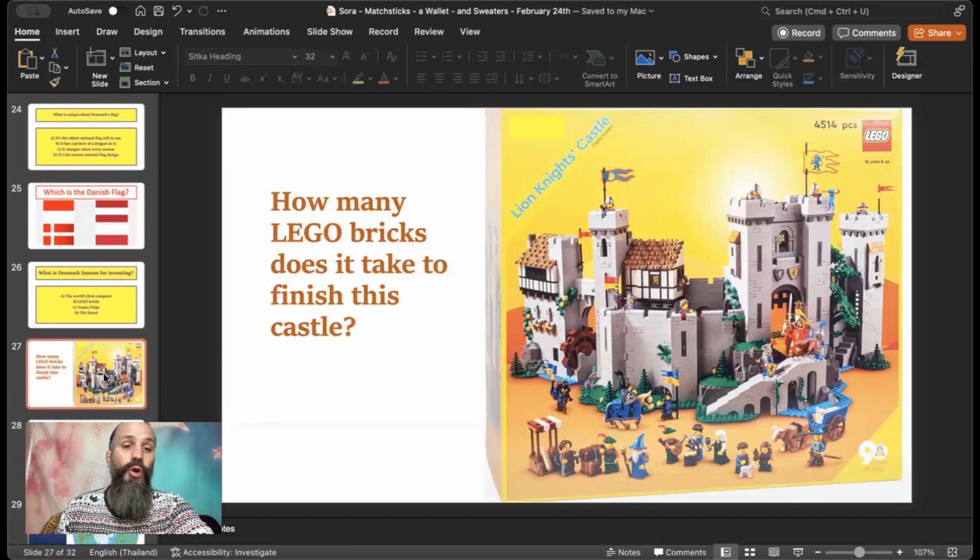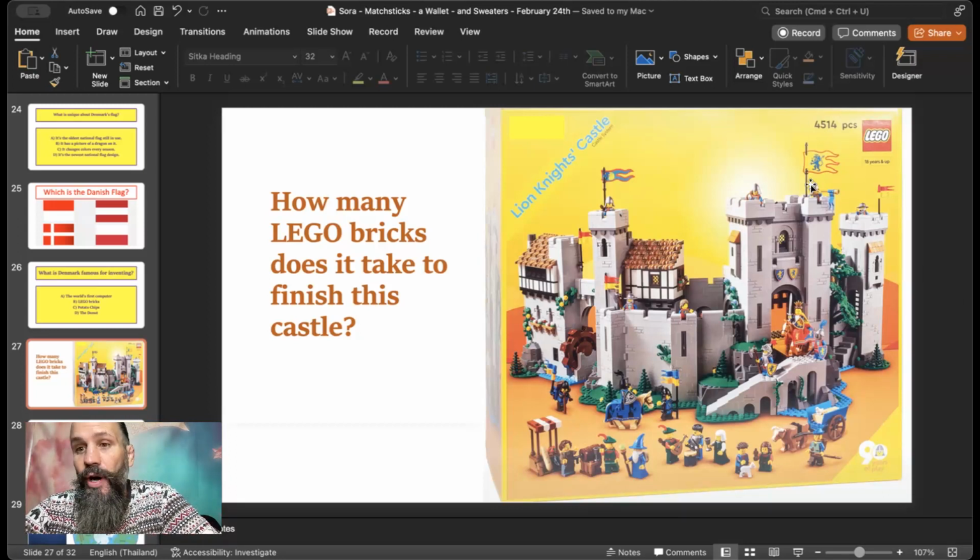And then I have this fun riddle. How many Lego bricks does it take to finish this castle? Now, I say it's a riddle. It's a trick question. You think, okay, Lego bricks, and then you read the box. It says 4,514 pieces. I want to make sure you can read those big numbers. Sometimes people have problems with reading that. They add an and. There really should be no and. You should just say 4,514. We save the and for like fractions.